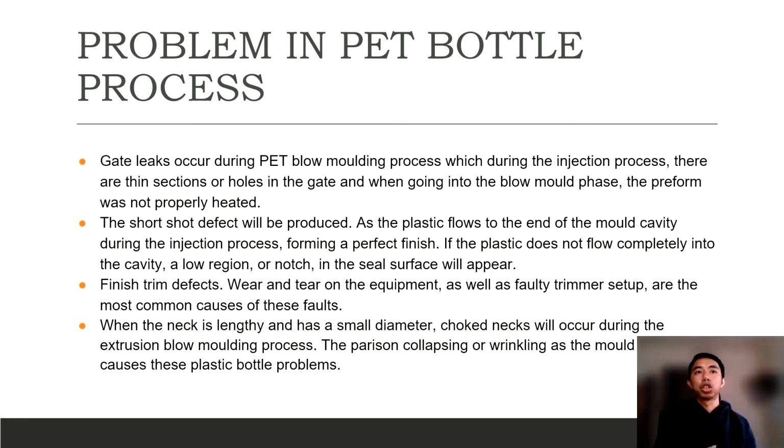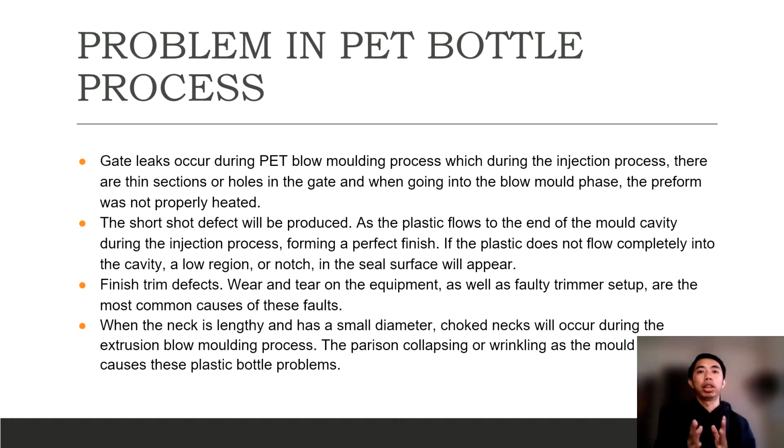Second is short defect. As the plastic flows to the end of the mold cavity to form a perfect finish, if the plastic does not flow completely into the cavity, a low region or notch in the seal surface will appear. Third is finish trim defects. This is normally due to the wear and tear on the equipment as well as faulty trimmer setup.